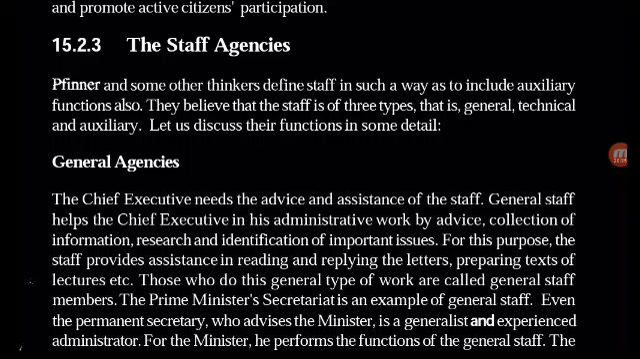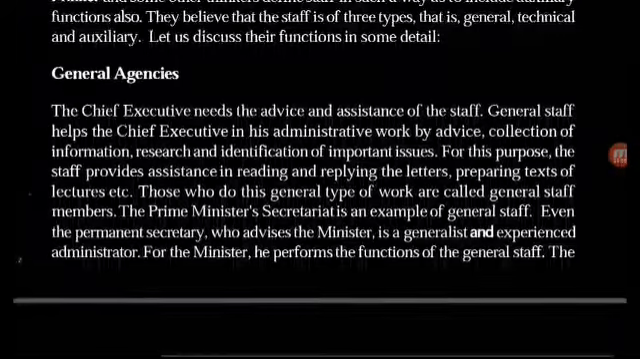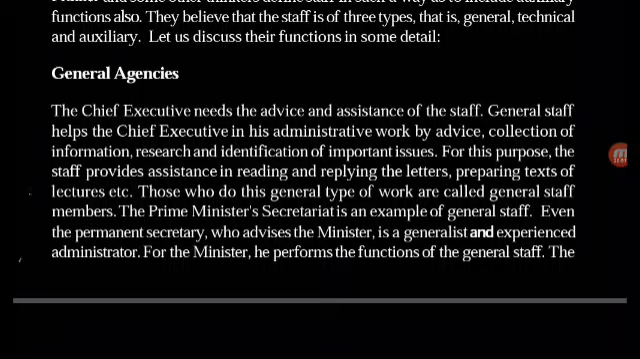General agencies. The chief executive needs the advice and assistance of the staff. General staff helps the chief executive in his administrative work by advice, collection of information, research and identification of important issues. For this purpose, the staff provides assistance in reading and replying to letters, preparing texts of lectures, etc. Those who do this general type of work are called general staff members.